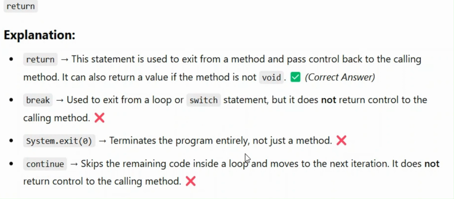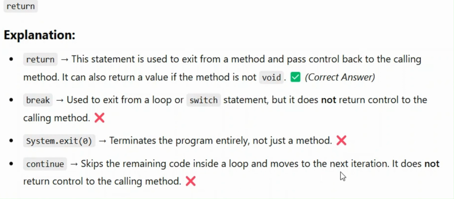System.exit(0) terminates the program entirely. This is an important question. System.exit(0): remember this one. It means terminate the program entirely. Break means exit from a loop or switch statement. System.exit(0) means terminate the program entirely. Continue means skip the remaining code, skip the current iteration.